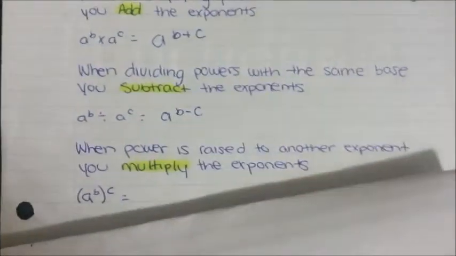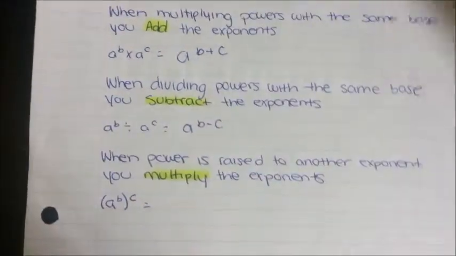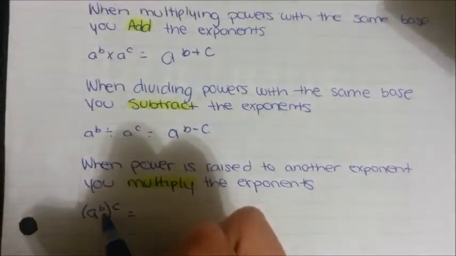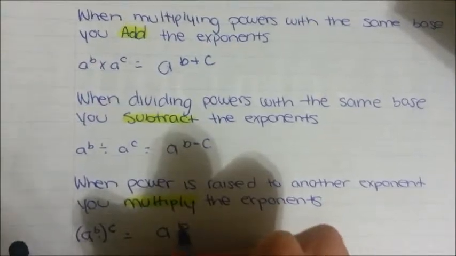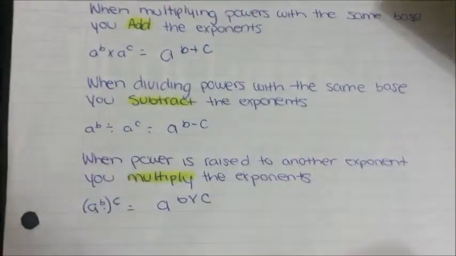Lastly, when a power is raised to another exponent, you multiply the exponents. So a to the power of b, raised to c, you would do a and then you do b times c in order to get the answer.